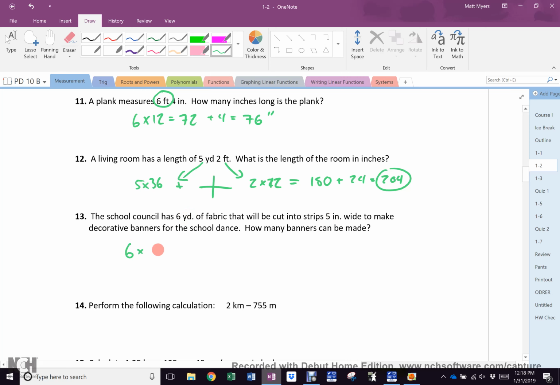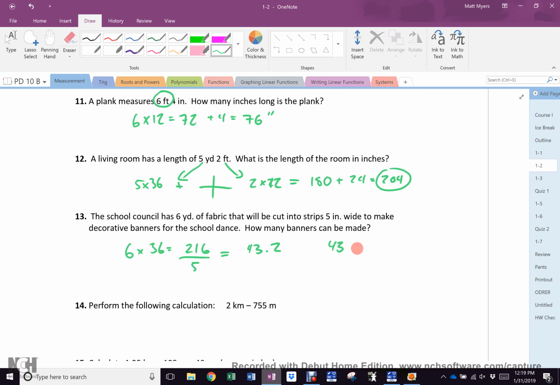So that's 6 times what? To get what? 216. What am I doing with that 216? Dividing it by 5 because I'm breaking it down into 5-inch chunks. And that gets me an answer of 43.2. Is that a number? Yeah, that's the right number. Is it the right answer? What's the answer? 43. Why? Can't make 0.2 of a banner.